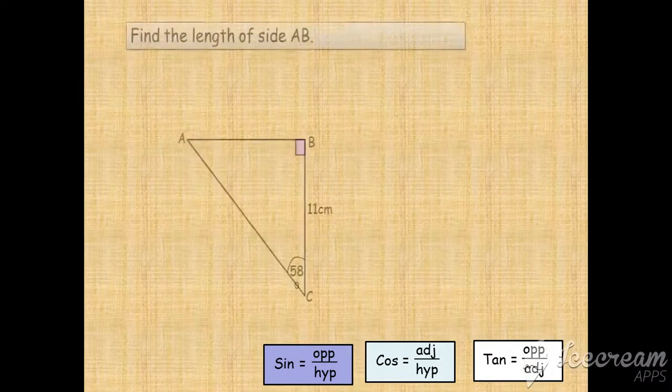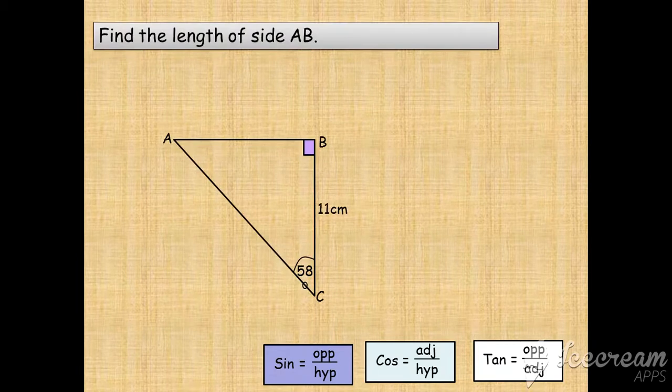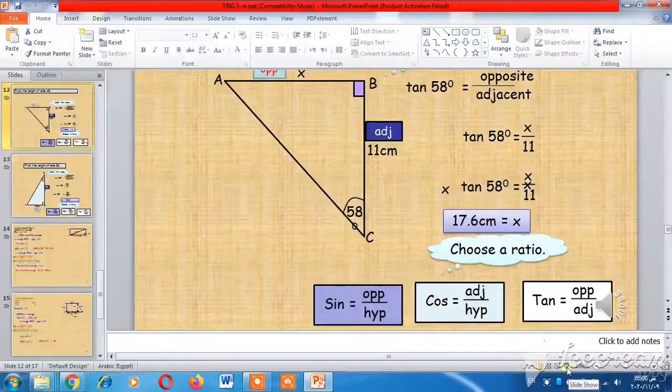Another one, I need to find the length of AB in this triangle. First, I'm going to label the sides. That means AB represents the opposite side and B.